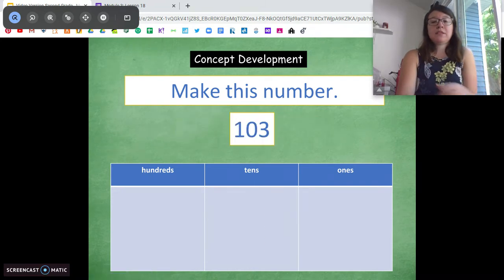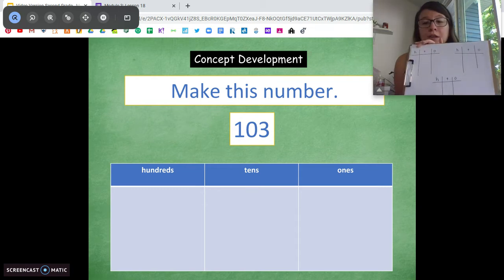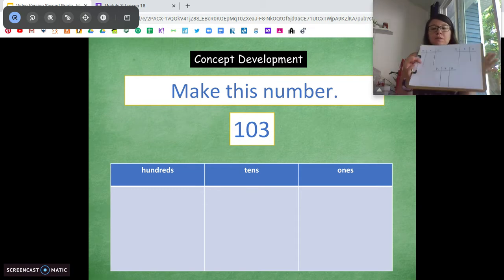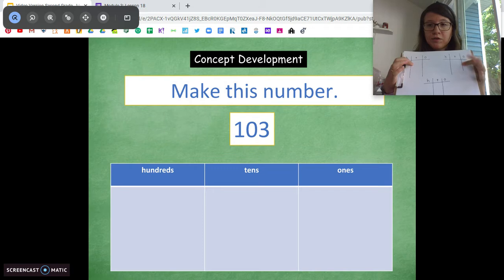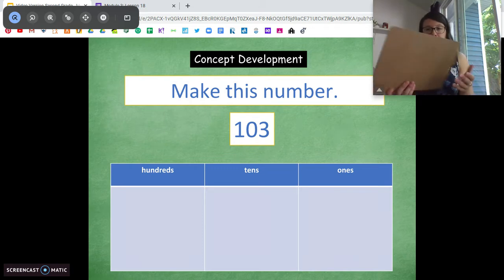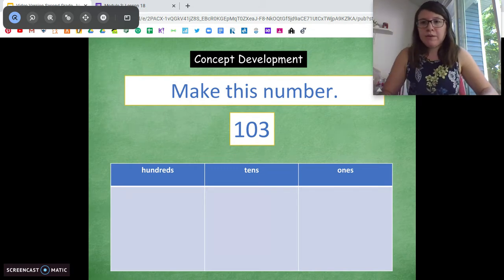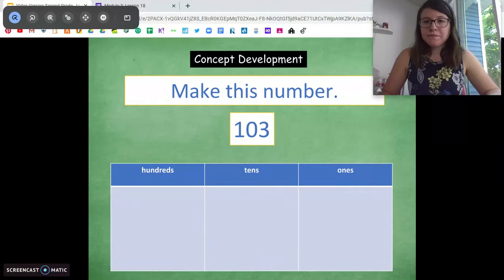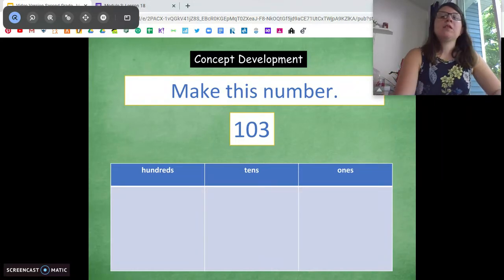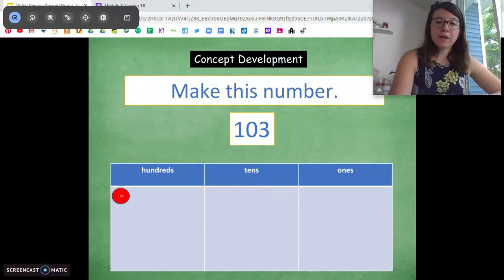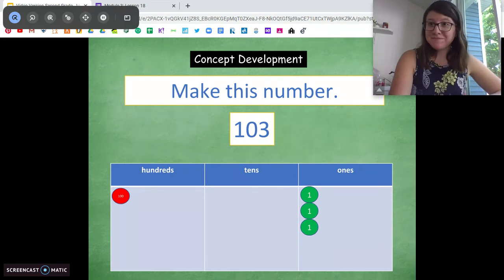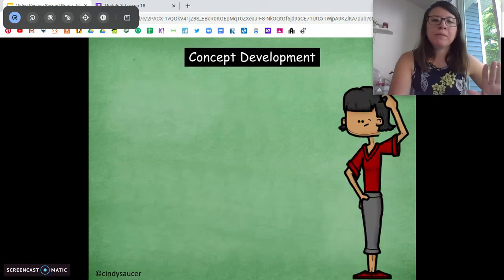On your last place value chart, make the number 103 with your place value discs. So you have 212, 154, now make 103. Pause the video and come back when you're ready. Good. So 103 should look like this. 100, 3 ones. Good? All right, leave everything there.